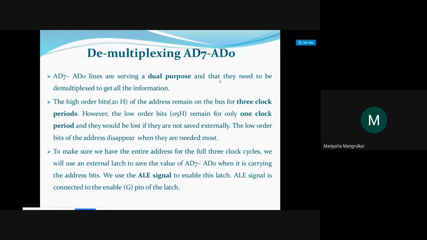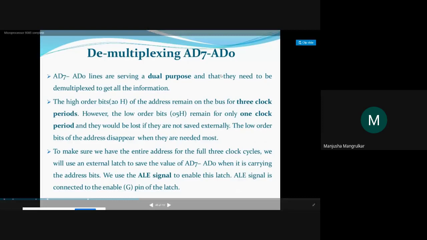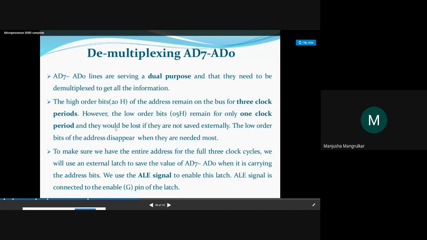The higher order bits of the address remain on the bus for the 3 clock cycles, because A15 to A18 lines are only for the address and are not dual purpose. They remain the same for 3 clock pulses. However, the lower address bits remain only for 1 clock pulse period, and they would be lost if they are not saved externally, right?